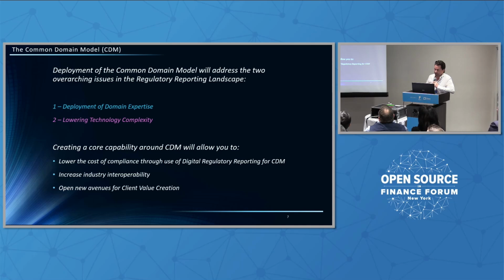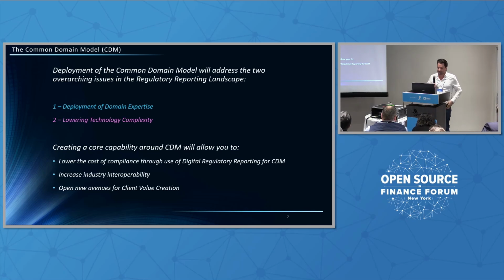So the deployment of the Common Domain Model, really, from our perspective, we had two goals. One was to overall lower the cost of compliance, and that doesn't necessarily mean financial. But the deployment of domain expertise, which is what we talked about earlier, and lowering technology complexity. Now, there's multiple ways of explaining deployment of domain expertise, but I'm going to hopefully make that very clear in a slide that's coming up.